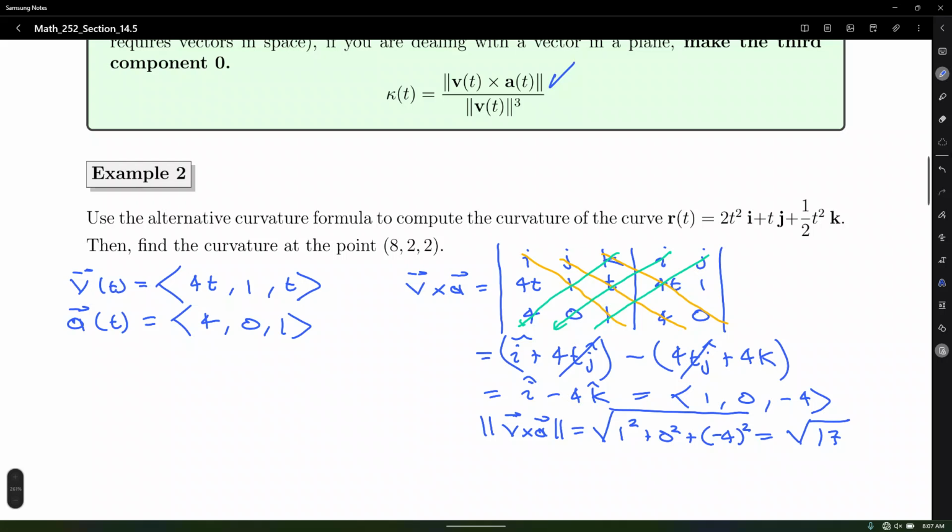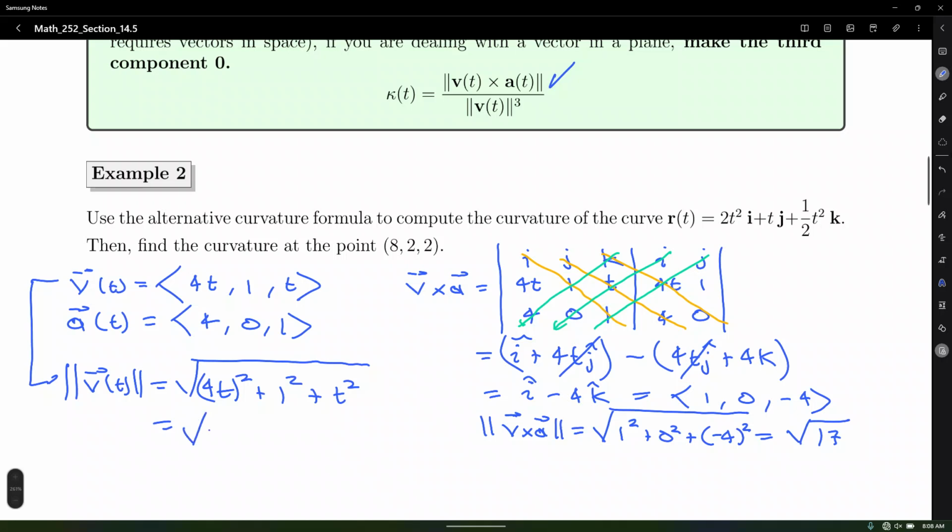Let's get the denominator. For the denominator, we need to get the magnitude of the velocity vector. Let's go back to v of t and find its magnitude. That is the square root of (4t) quantity squared plus 1 squared plus t squared. Careful when squaring this 4t. The square affects both the coefficient 4 and the t as well. That is 16t squared plus 1 plus t squared. And combining like terms, that's the square root of 17t squared plus 1.